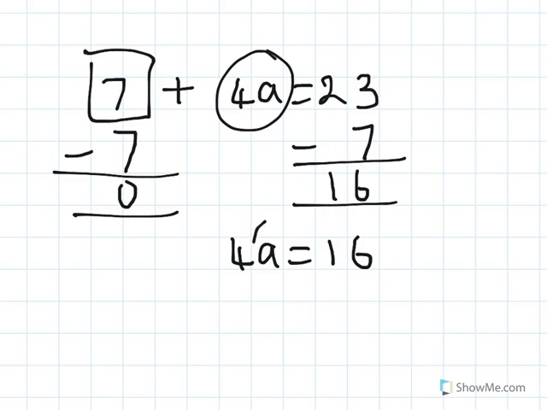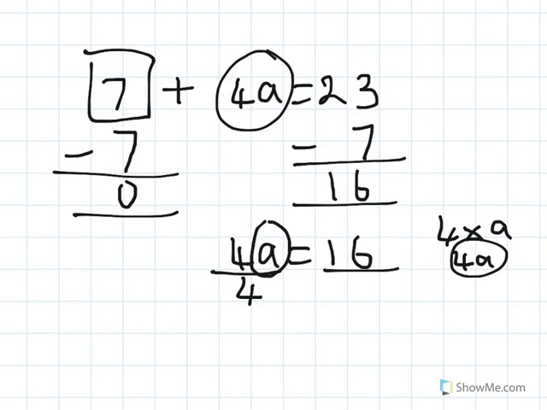Now we need to isolate the a. We know that 4 times a is 4a. So let's isolate the a by using the opposite operation to 4 times a. 4 divided by 4 equals 1. Whatever we did to the left-hand side, we must do to the right-hand side. 16 divided by 4 equals 4. Therefore, a equals 4.